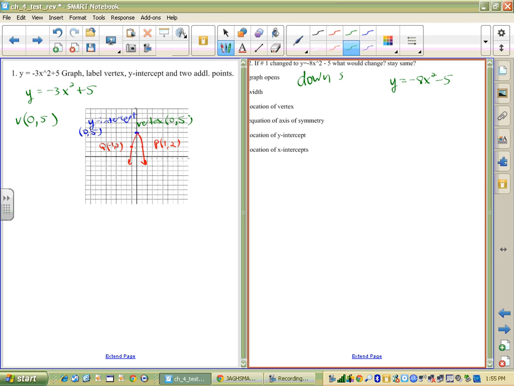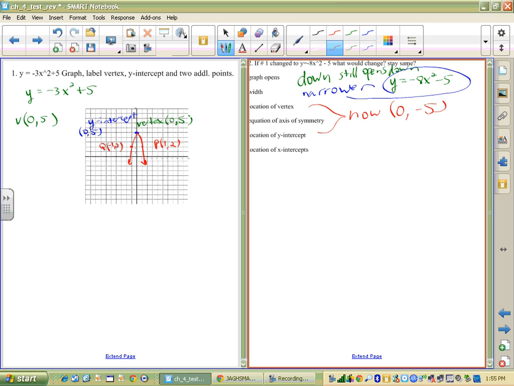It's going to be still opening down, right? Still opens down. But the width: this new one's going to be narrower. The location of the vertex. The vertex doesn't change? I think it does. It's now going to be 0, negative 5. Same thing with the y-intercept too, right? The y-intercept will now be 0, negative 5.